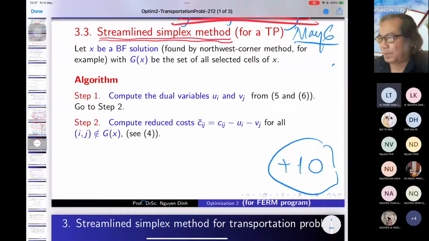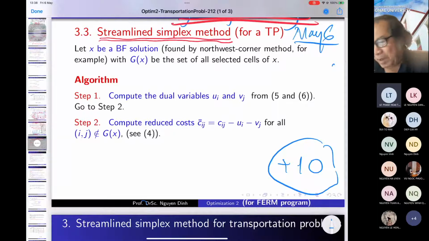It's like the streamline method. You see, the streamlined simplex method is actually the simplex method for linear programming. Is that okay? It's the same as the simplex method, but it is something like a translation of the simplex method to the transportation problem.